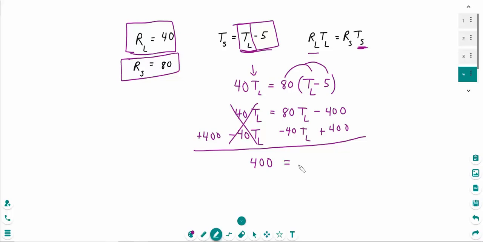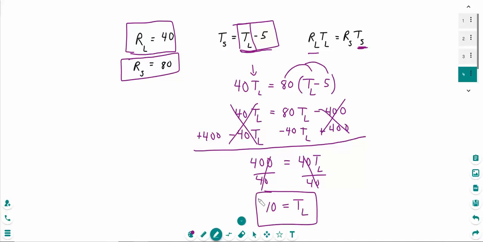400 is equal to 80 minus 40, which is 40 t sub l. These cross out. And then we're going to divide this out. So we have this side divided by 40, this side divided by 40. Zeros will cross out. 40 divided by 4 is 10, is equal to t sub l. So t sub l is going to be equal to 10.